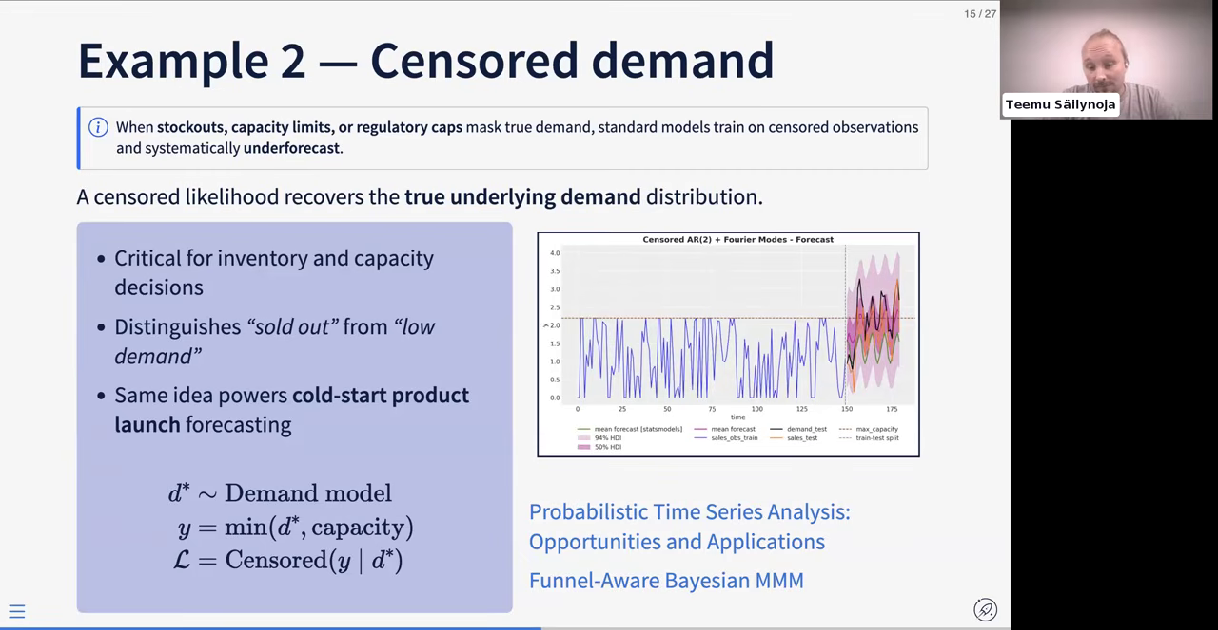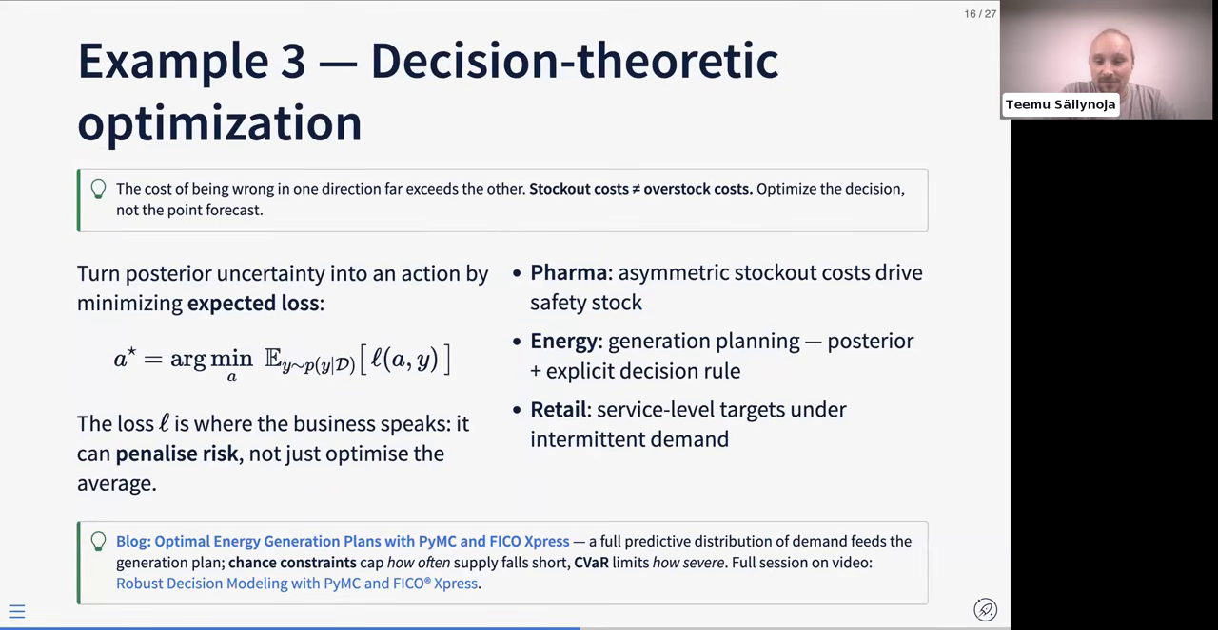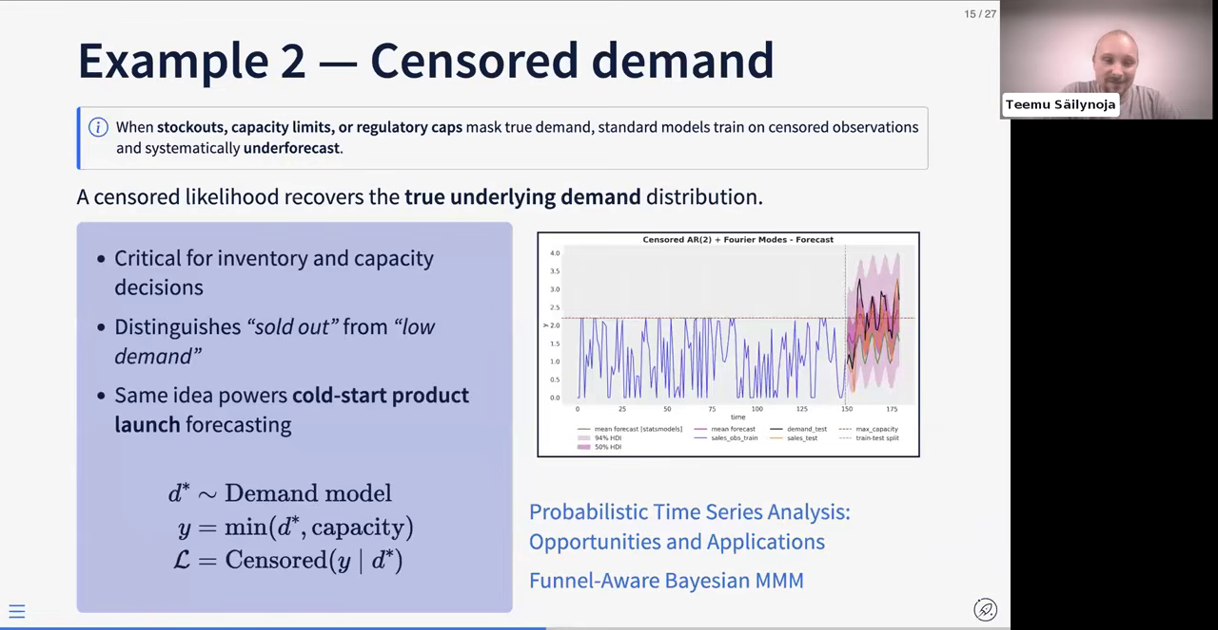We have good links there on the slide. Can you go to the previous one? Yeah. So two examples on the slides. First one is Juan's own blog post in our labs blogs about different opportunities for time series analysis. And the next one is this funnel-aware MMM, where we actually have the censored demand happening inside the marketing funnel. Thank you. Next.